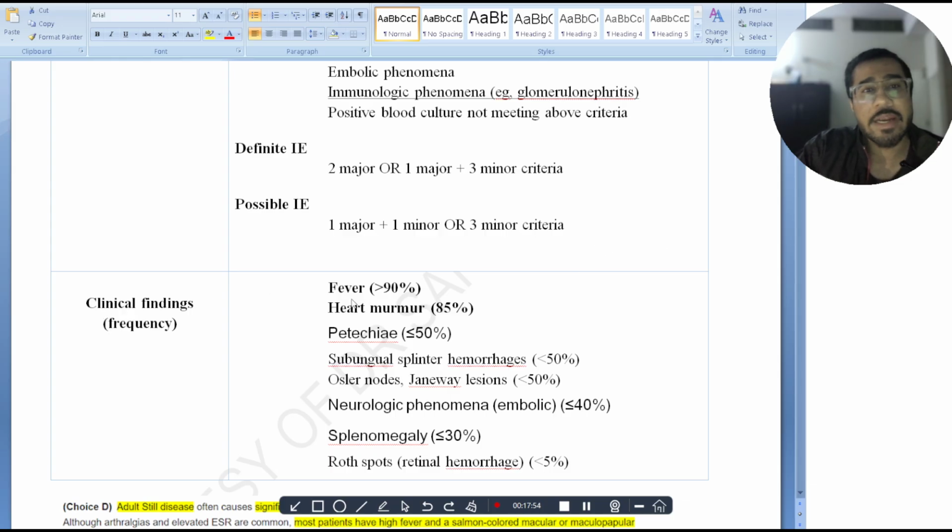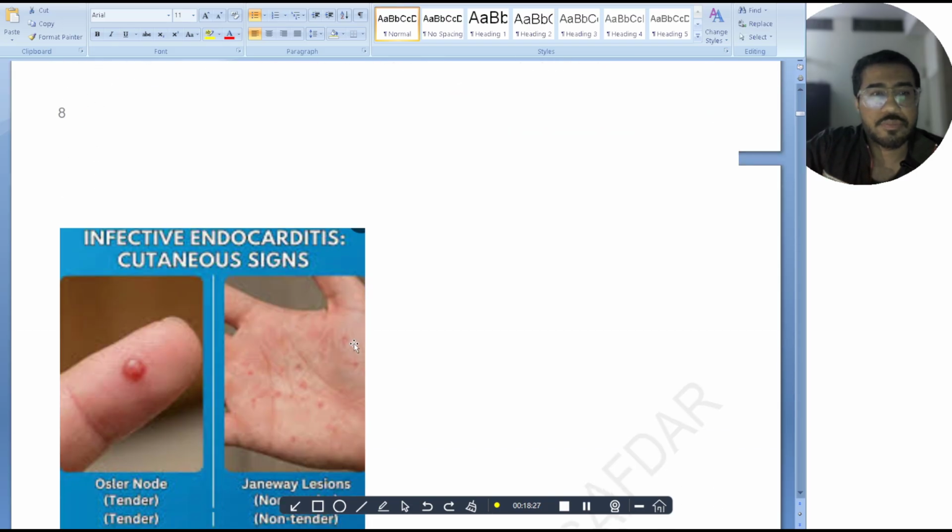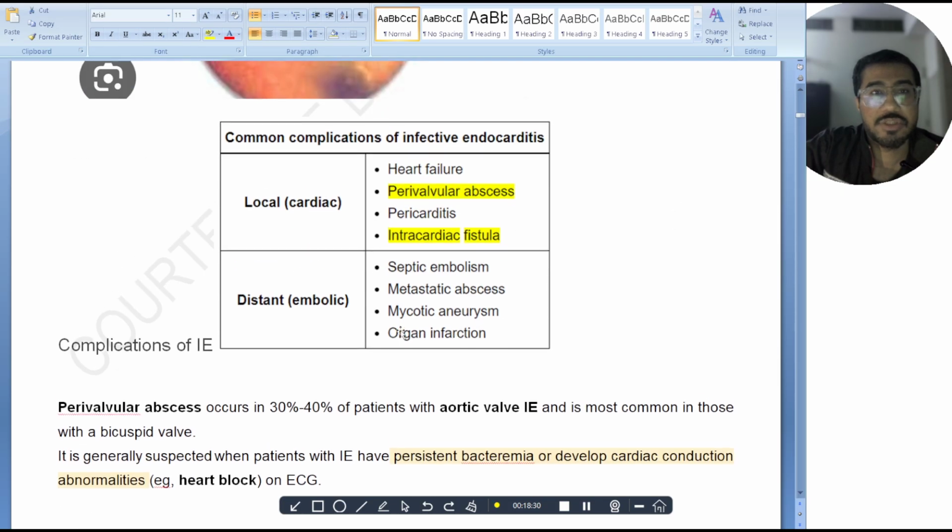As I told you, clinical findings, fever, that's the biggest one, and a new onset heart murmur. These are the two main ones. Other than that, you might find them, you might not find them, you might find one of them. It's variable, but the fever and heart murmur, these two are fixed. So you need to hammer this in your mind, what the patient presentation is going to be like. Petechiae, heart murmur, splinter hemorrhage, Osler node, Janeway lesion, neurologic phenomena like cerebral infarcts, splenomegaly, Roth spots, retinal. Okay, we're done. So I showed you guys these pictures.